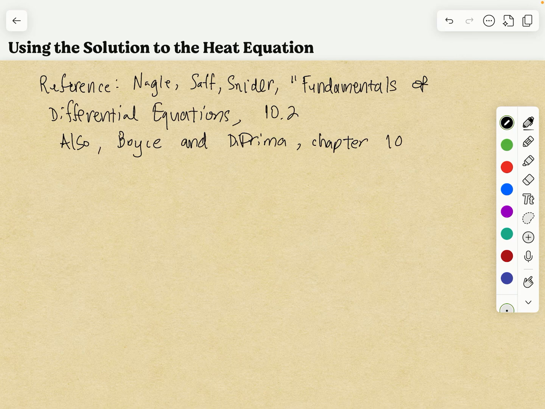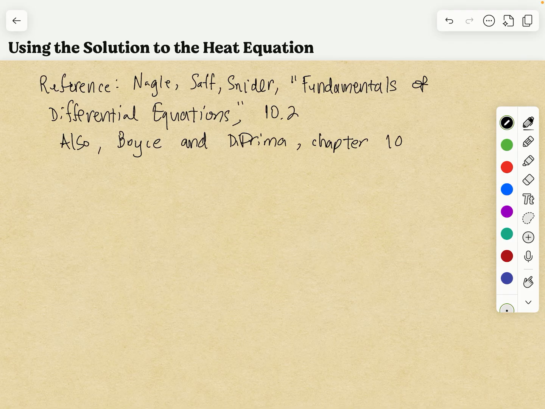sample problems. And a reference for this is the book by Nagel, Saff, and Snyder, Fundamentals of Differential Equations, section 10.2. And there's also chapter 10 in Boyce and DiPrima, the book on differential equations. Actually, in the Boyce and DiPrima book, the old editions start out talking about the partial differential equations, and in the newer editions, they leave the partial differential equations to a later section. So I'm just going to say chapter 10 because that's where the material is.